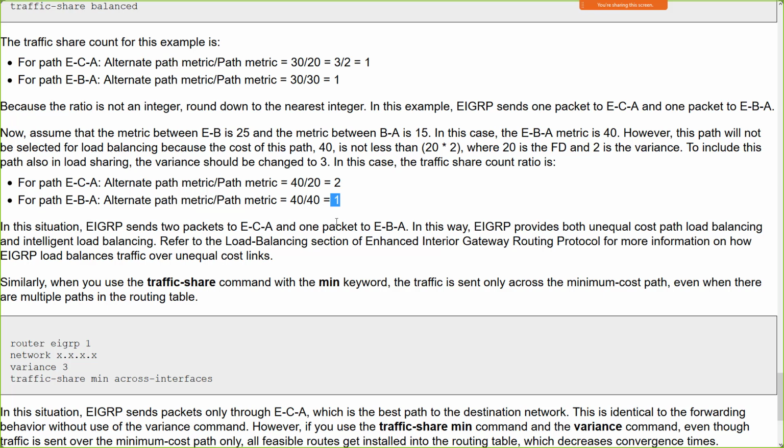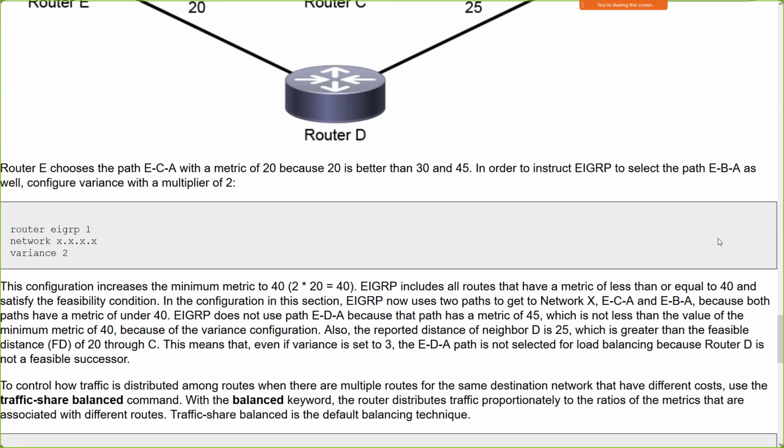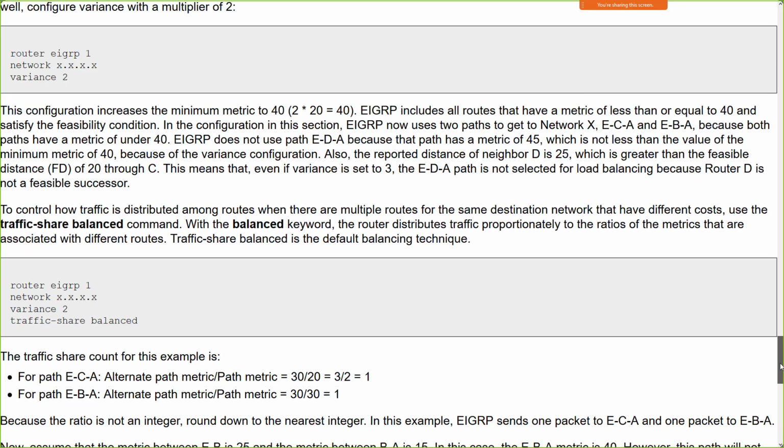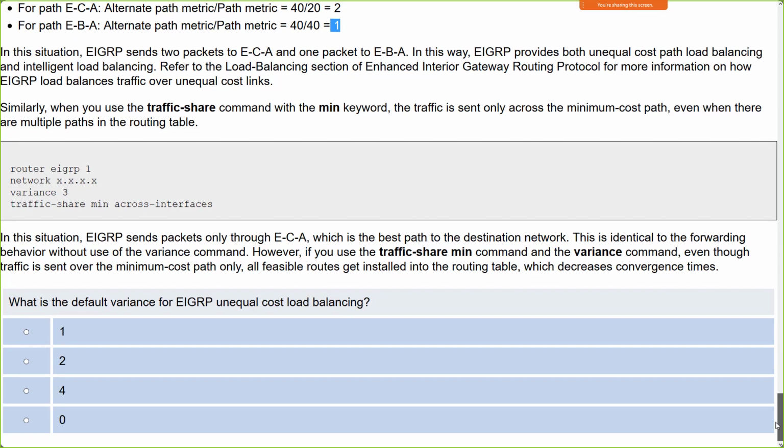All right. If I use the traffic share min, the traffic is sent only across the minimum cost path, even if there are multiple paths in the routing table. And like I said, I've never used that option in the configuration. That means that we're basically only going to send traffic through ECA, which almost kind of eliminates the whole concept of load sharing anyway. All right. The only difference here is that the other routes get installed in the routing table. They're just not used, but they could be used if the primary route fails without having to really do any kind of reconvergence.